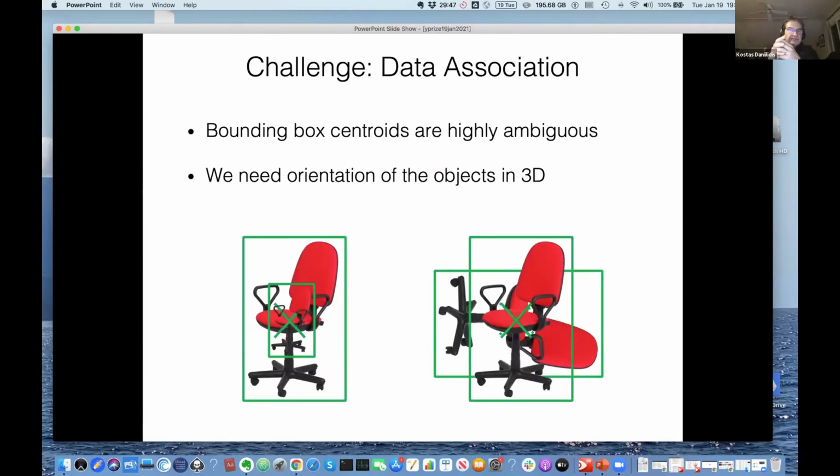Now, in the demonstration, the problem is that it's highly ambiguous if we detect only these boxes. And it would really help if instead of only having the boxes for data association, we have also the exact orientation of the objects in 3D, so that we have the occupancy of this object in 3D, and we can really much better, if the object hasn't changed pose, resolve these ambiguities.